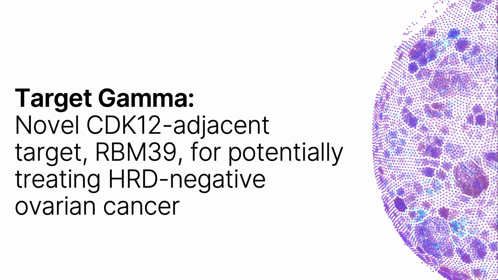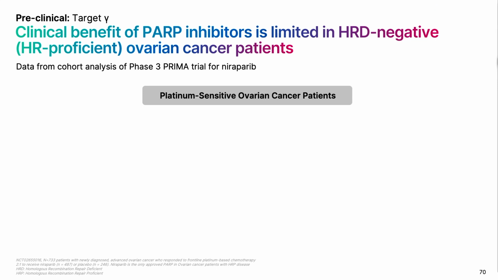So the philosophy for the gamma program was the following. We were looking for a molecule to be given in combination with PARP inhibition for patients who are homologous recombination proficient, which is a large patient population that currently has no viable treatment options. So for ovarian cancer, first-line treatment, as many of you already know, is debulking platinum-based chemotherapy. Many patients respond very well to that and see complete tumor regression.